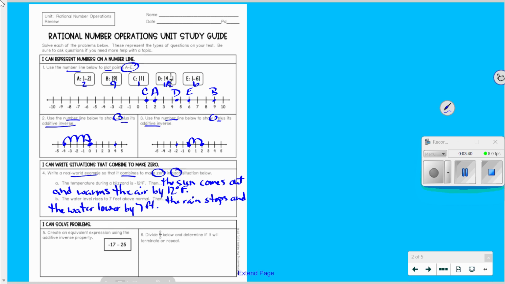Okay, create an equivalent expression using the additive inverse property. So, did I have to solve this? No. That's literally all you needed to do.